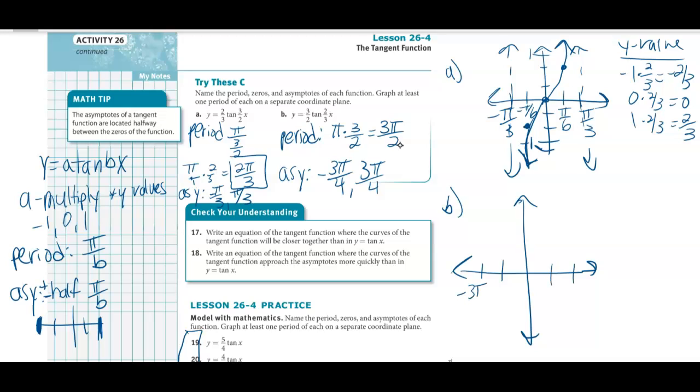So we got -3 pi over 4, 3 pi over 4, then half again, -3 pi over 8. Then cutting in half is doubling the denominator. We're multiplying by 1 over 2. So we've got our asymptotes there. And then we've got our y values.